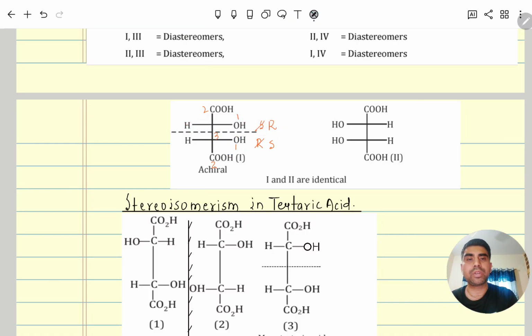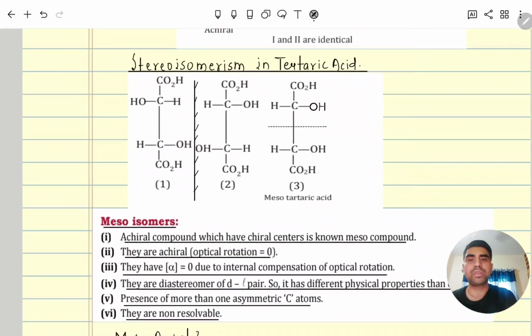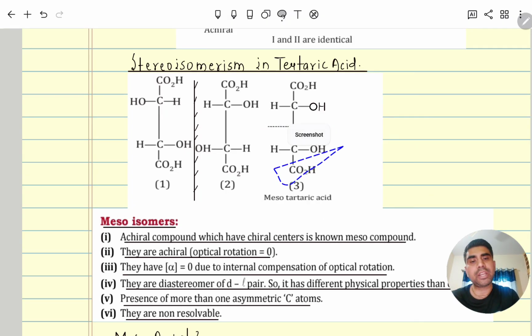Clear? Now coming to the stereoisomerism of tartaric acid. Tartaric acid is this one, and its mirror image is this one, whereas this other one is not a mirror image. Here you can see a plane of symmetry, so this is optically inactive. It will not have a distinct mirror image because both will be identical, as their optical property will be the same. Whereas these two are mirror images of each other, which means they are enantiomers. So this is the stereoisomerism of tartaric acid.